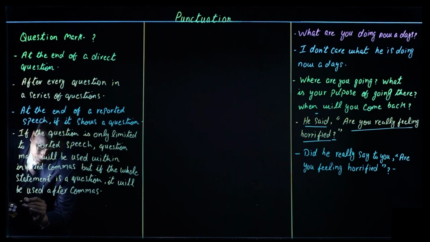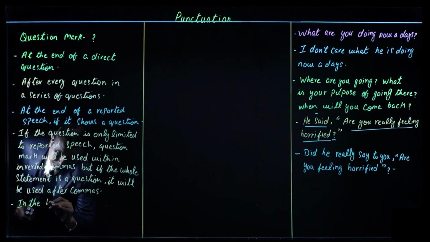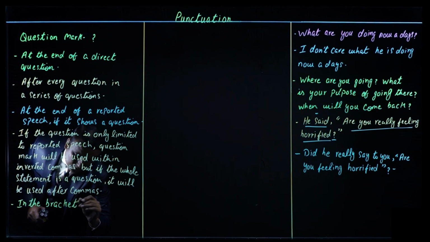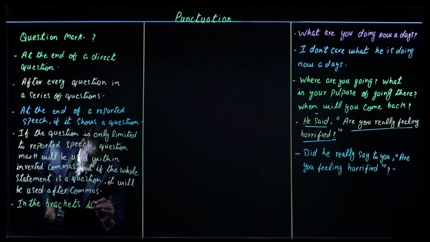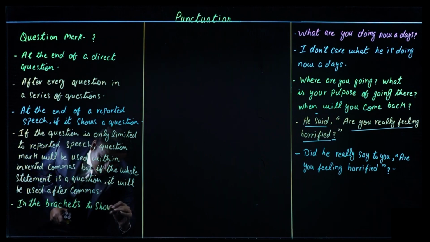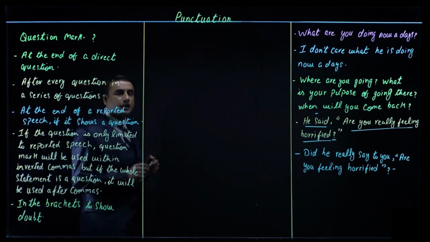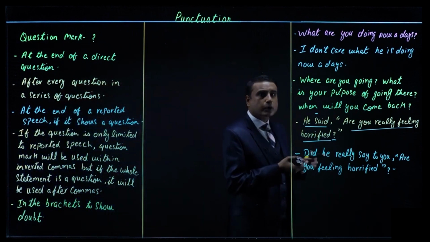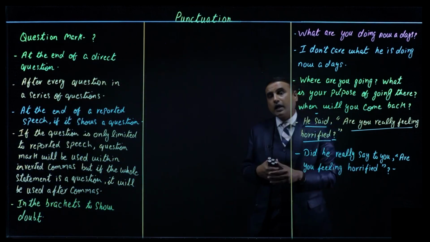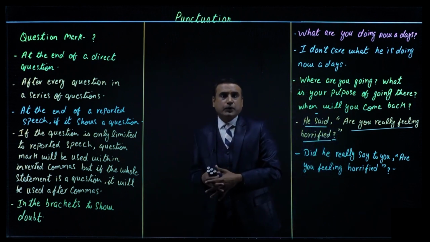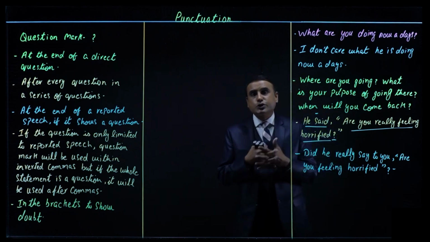Then it can be used in the brackets to show doubt. अगर आप ब्रैकेट में क्वेश्चन मार्क को यूज कर देंगे तो it will mean that you are questioning the fact, you are not clear, you are not sure about the fact.